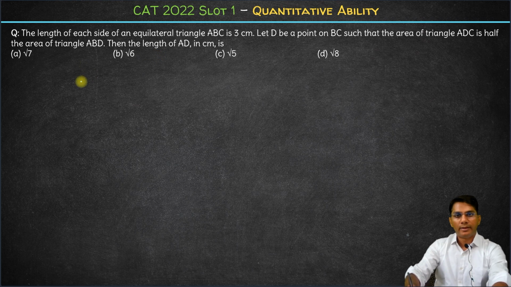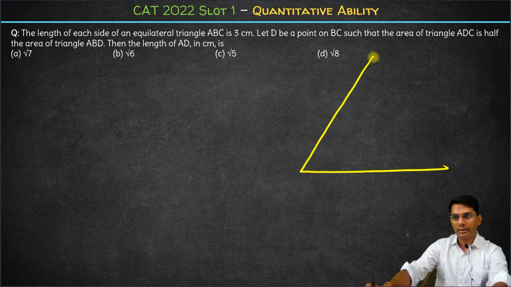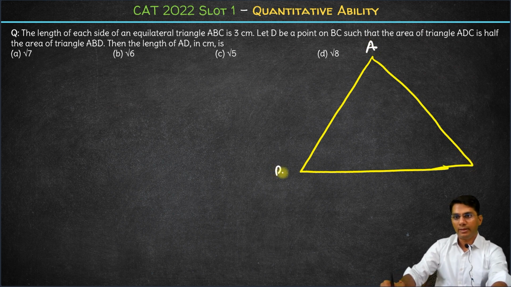Hi, here we have the length of each side of an equilateral triangle ABC is 3 centimeters. So we have an equilateral triangle ABC. This is A, B, C. D is a point on BC. Let's say this is point D.